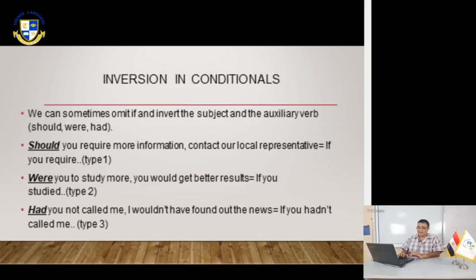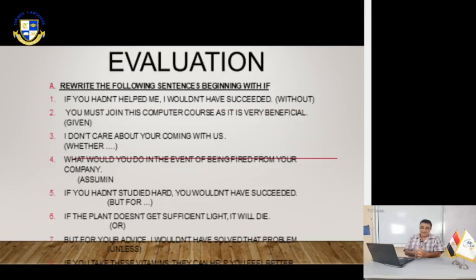Here, on slide number 7, we have evaluation. Look at the sentences here, this is an exercise. If you hadn't helped me, I wouldn't have succeeded. Begin with without. If you hadn't helped me. So we can say without, which must be followed by a noun or a gerund. If you hadn't helped me, without your help. Help here is a noun. Or without helping me, I would have succeeded.